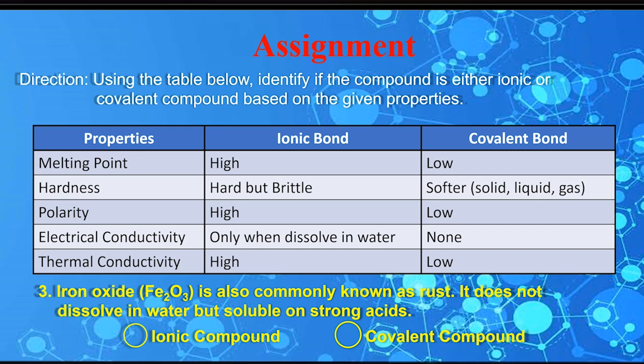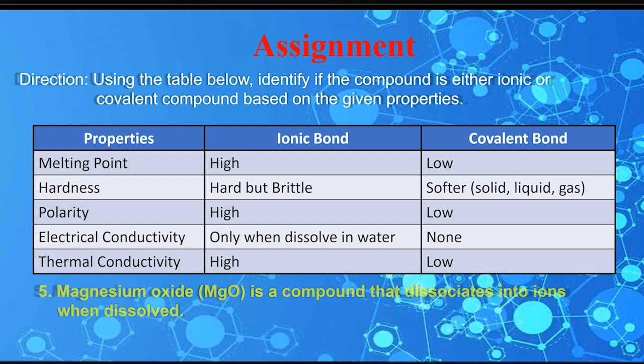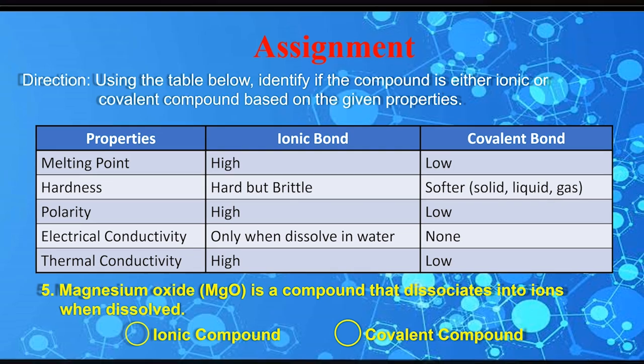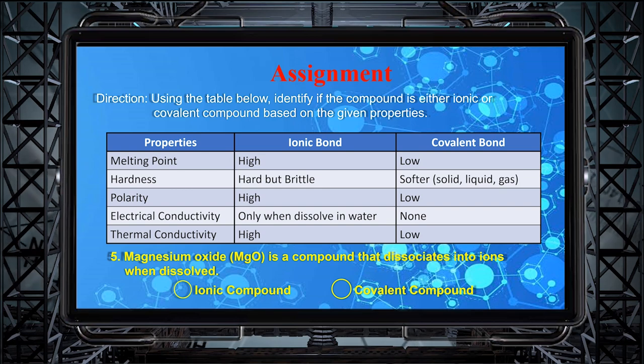It does not dissolve in water, but is soluble in strong acids. Number 4. Beryllium chloride, or BeCl2, is a solid compound that mostly dissolves in polar solvents. Number 5. Magnesium oxide, or MgO, is a compound that dissociates into ions when dissolved in water. It has a high melting point due to its hardness. Write this on one whole sheet of paper and submit it to your science teacher.